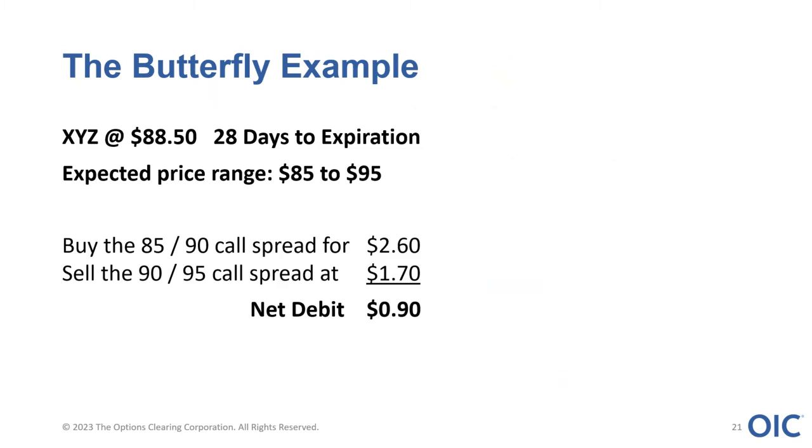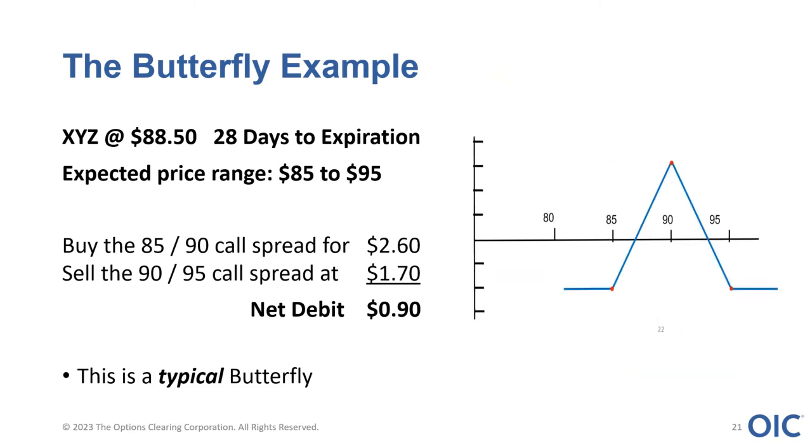Buying the 85-90, selling the 90-95. These are your two prices, 260 and 170. So your net debit for this entire butterfly is 90 cents. Now, this is a typical butterfly, and what does the P&L of it look like at expiration? It looks a lot like this.